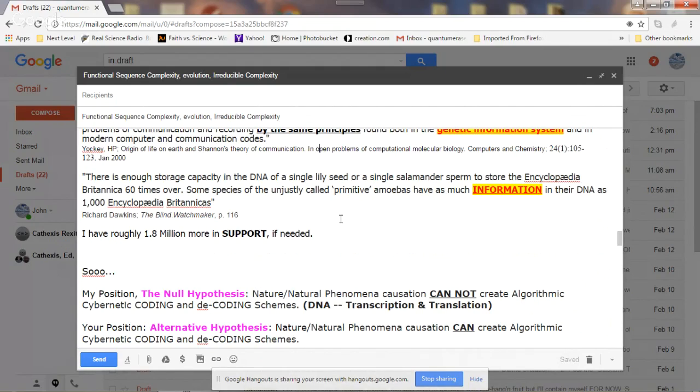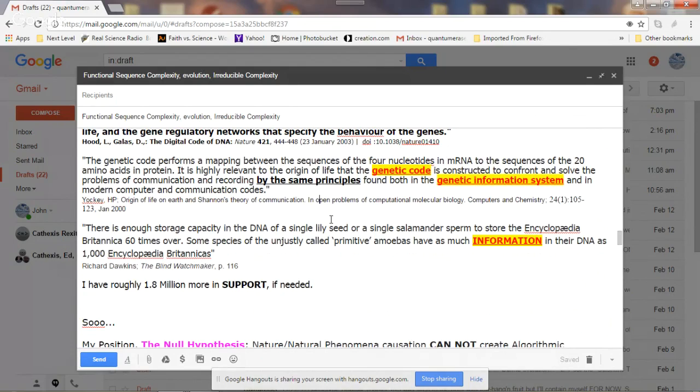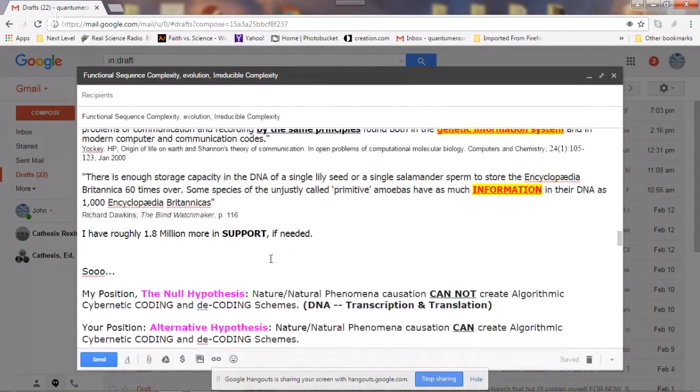Then you got Richard Dawkins even telling you that some species unjustly called primitive, amoebas, have as much information in their DNA as 1,000 Encyclopedia Britannicas. It's over. If you need me to support this any more, I got about 1.8 million of them. We can go through them.